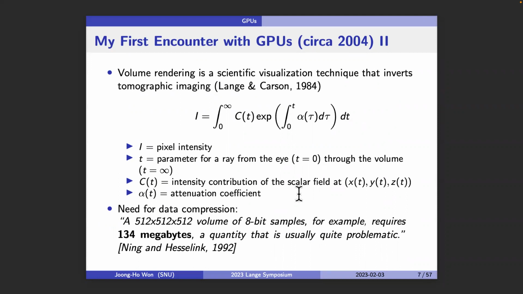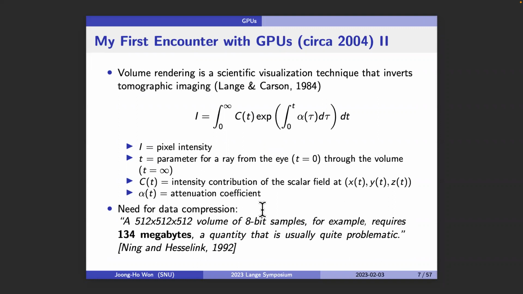And here, volume rendering basically computes this line integral to compute the pixel intensity at some location, which is basically integral along a ray in the viewing direction of the volumetric scalar field, which is summarized as a C of t in here, and there's some attenuation coefficient which contributes the value of the pixel intensity of the final value.